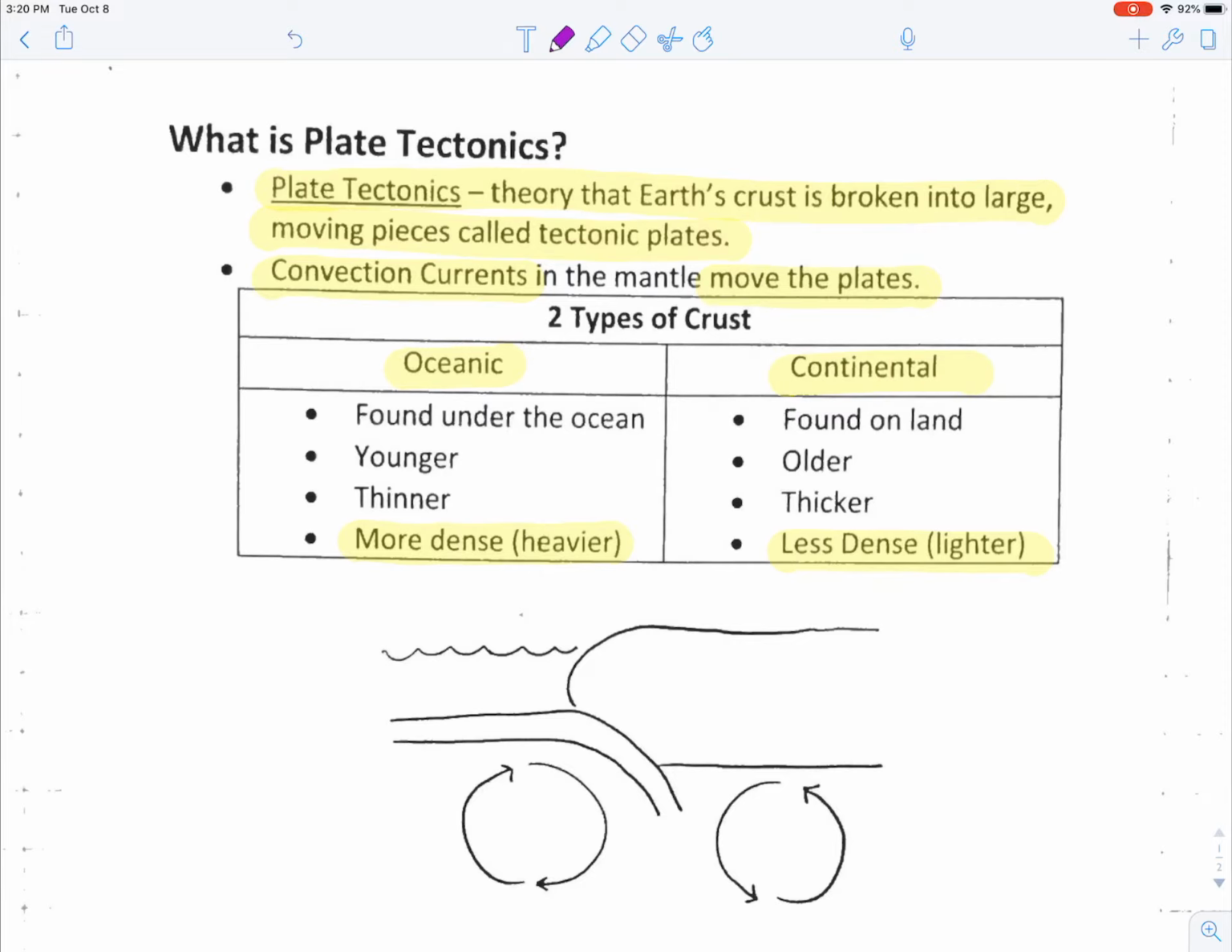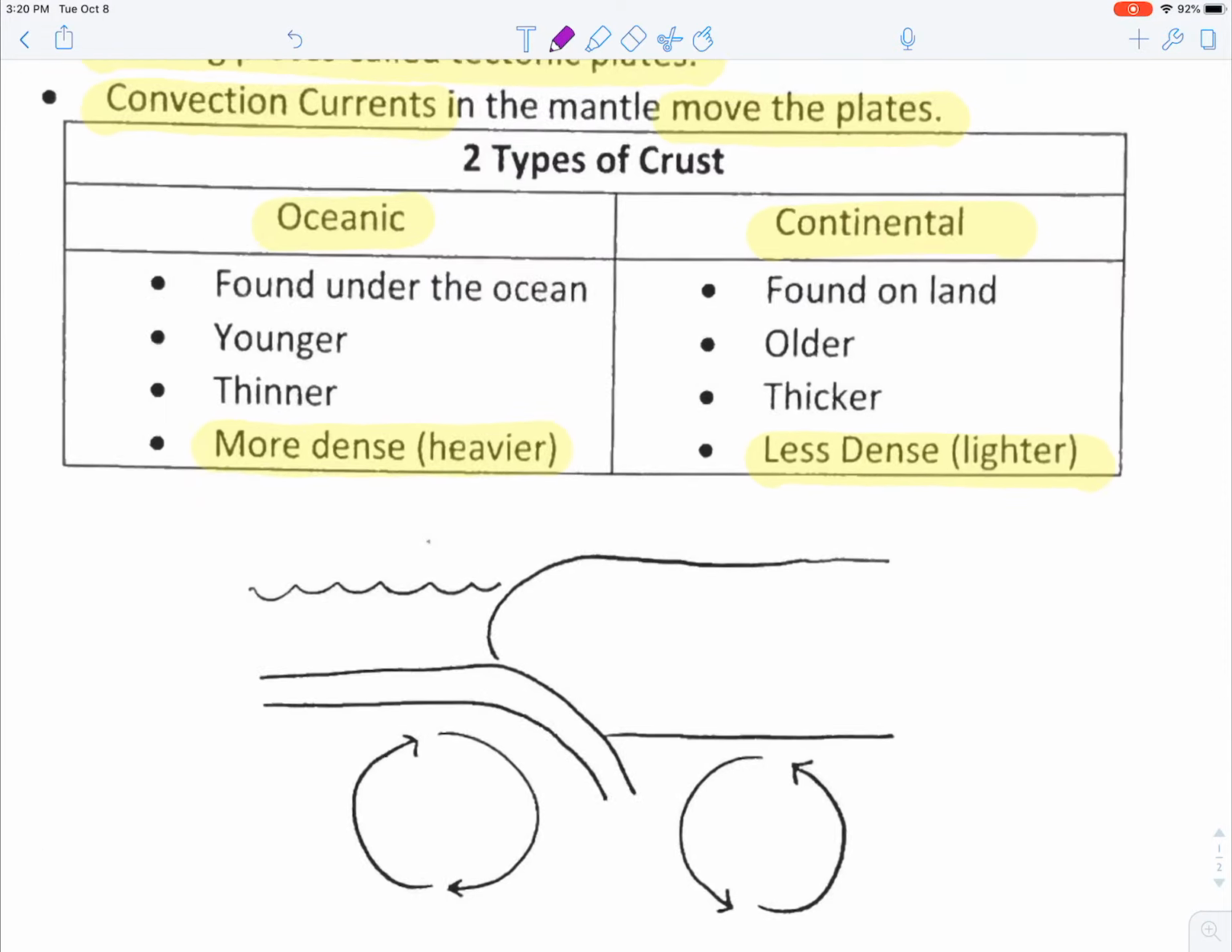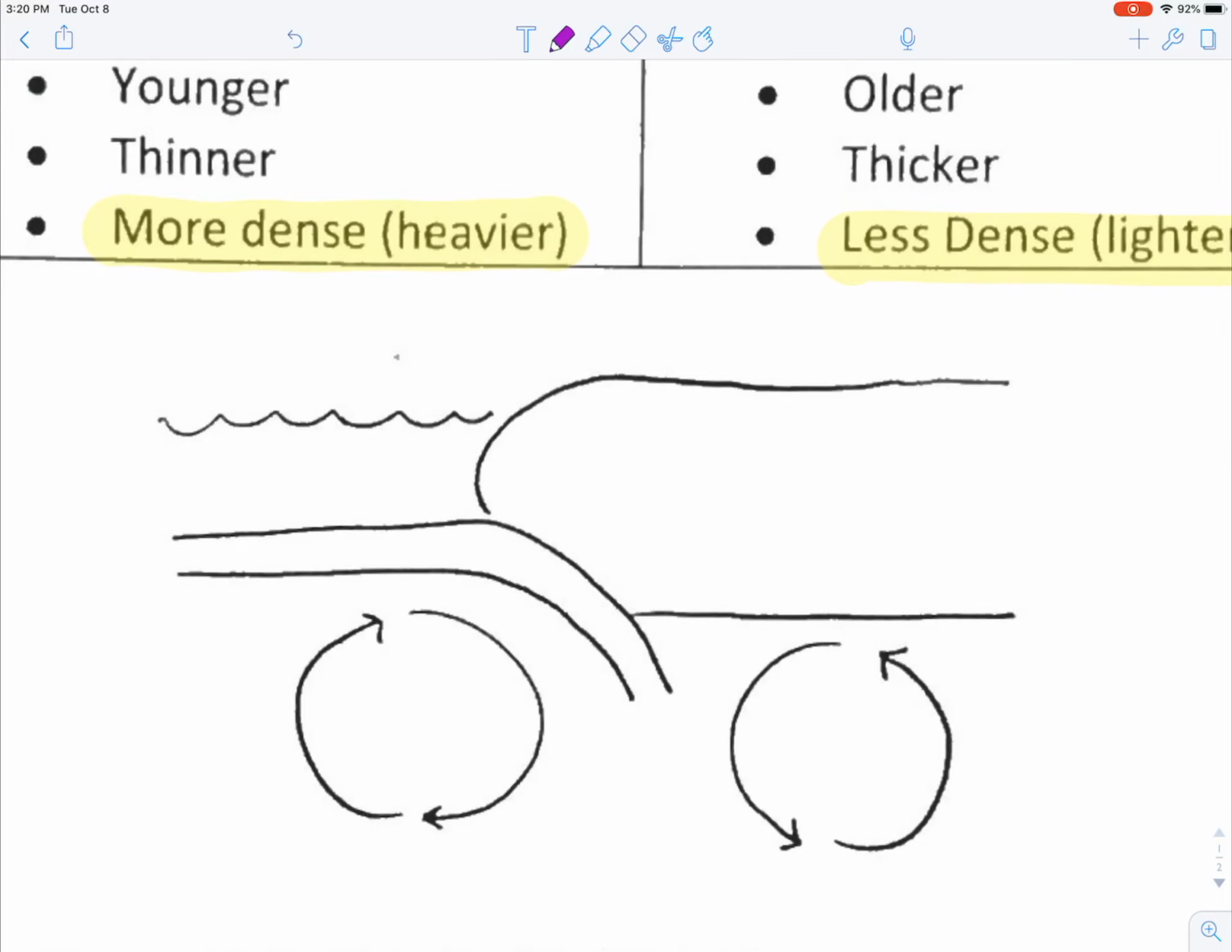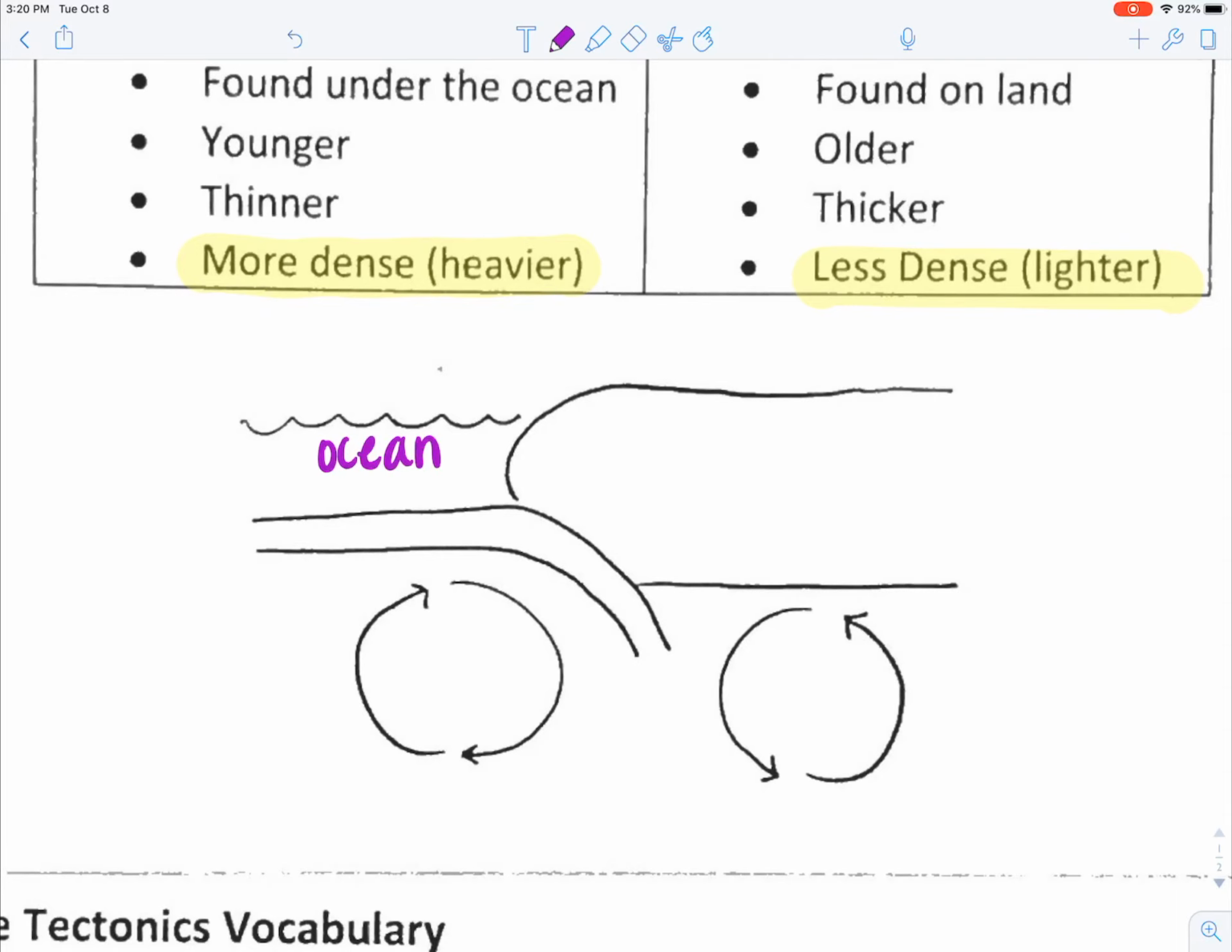So grab your pen or pencil, and we're actually going to label this diagram that we see down here. So you can see that we have the ocean. Here is our ocean water, so I'm going to label that ocean. This crust right below the ocean, this is our oceanic crust. So I'm going to label this oceanic crust. That would make this thicker crust here continental crust. So here is land up here.